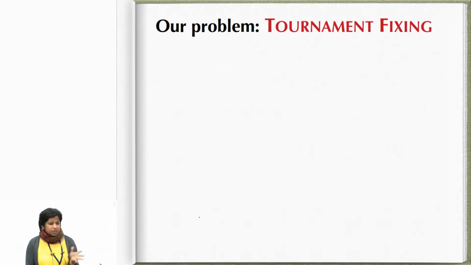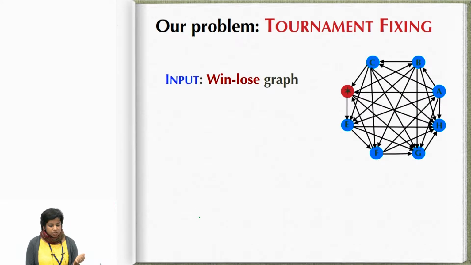And this is what is known as tournament fixing in the literature. It's basically modeled by a directed graph. Do you know what a directed graph is? It's a graph where the arcs have directions, okay? An undirected graph is one where the arcs do not have direction. So for example, this is a graph on, what, 8 vertices? Yeah, 8 vertices. So this is my team, okay? This is my favorite.